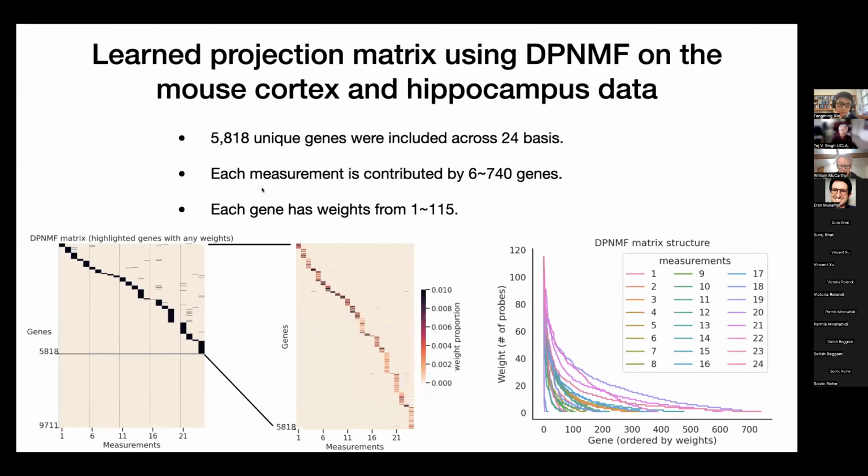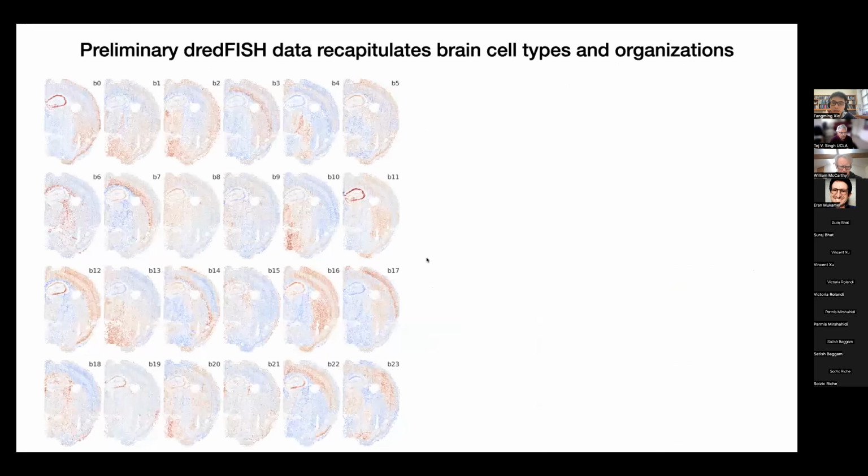Even before I came to this lab, we had applied this idea on mouse brain data from the cortex and hippocampus. And from that, we came up with a projection with 24 bases. Each basis captures a different number of genes, as shown in this matrix. Together they capture almost 6,000 unique genes. And each gene was assigned a different weight from 1 to almost 100. And we have implemented it by applying it to measure an actual brain slice.